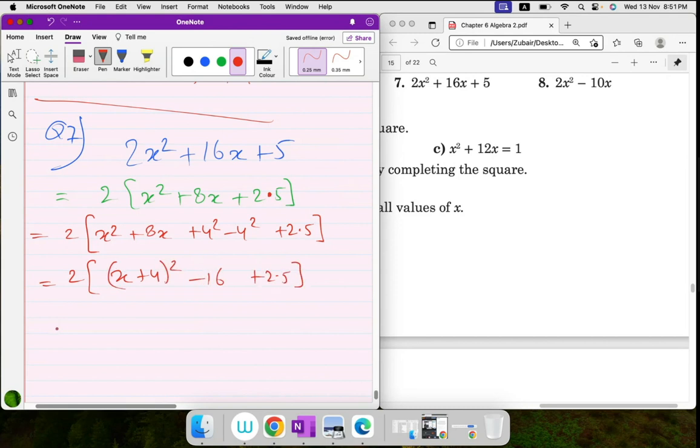Sir, in the end, what do I do to the 2? We'll multiply it inside in the last step. Oh, okay.